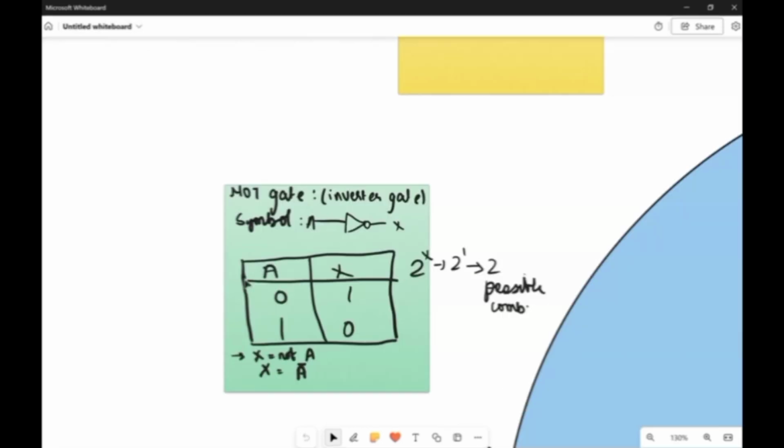So your first type of gate is your NOT gate. The NOT gate is also known as the inverter gate. Now, when you're putting a NOT gate into a circuit form, you will need a specific symbol to denote your NOT gate.